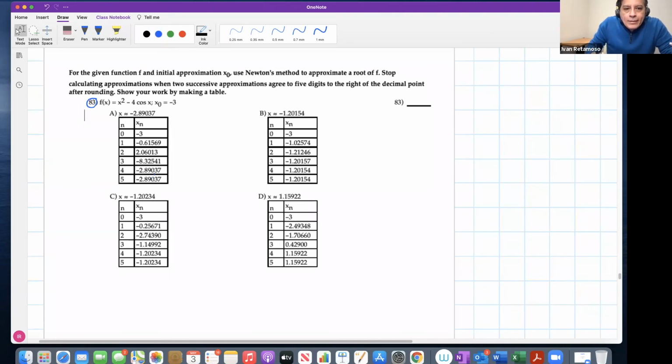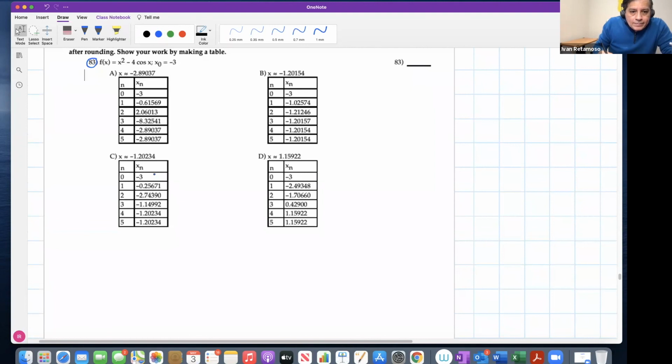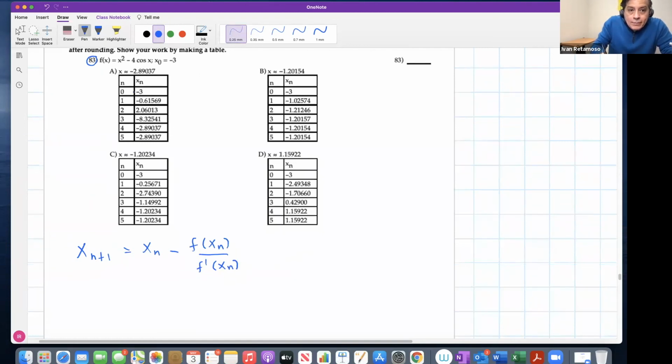So how does this go? It's an iterative method, and it goes like this. x sub n plus 1 is equal to the previous x sub n minus the function evaluated at x sub n divided by the derivative evaluated at x sub n, okay? So here they want you to generate a table, right? So start with this. x1 will be equal to what? The previous x0 minus the function evaluated at x0 over the derivative evaluated at x0, okay?